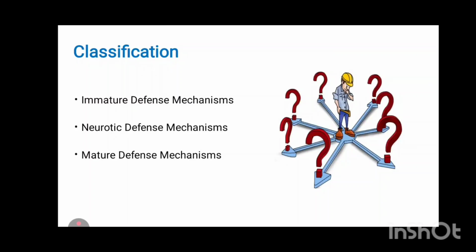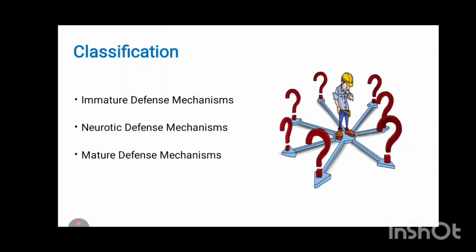While the mature defense mechanisms are healthy, adaptive coping strategies that help individuals manage stress without distorting reality. If you look at the features, they promote emotional growth, improve social functioning, are associated with good mental health, and are conscious or near conscious in use. Examples are sublimation, compensation, humor, altruism, etc.